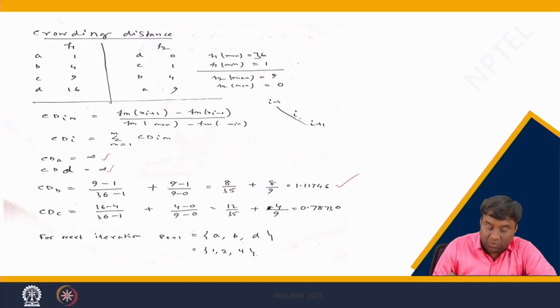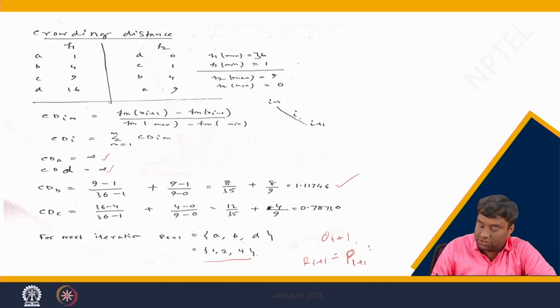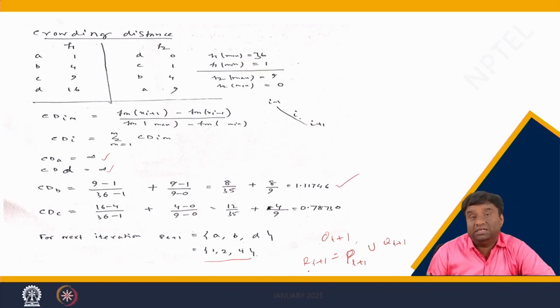So in the next population, we will take A, B, D, that is 1, 2, 4, as parent population. Again we will do the crossover and mutation, then again we'll get Rt plus 1. So we'll continue this process. So that is Pt plus 1, this is Qt plus 1. Again we'll do some more iterations to get a good result. So that is basically NSGA-II. We'll solve a few more examples.